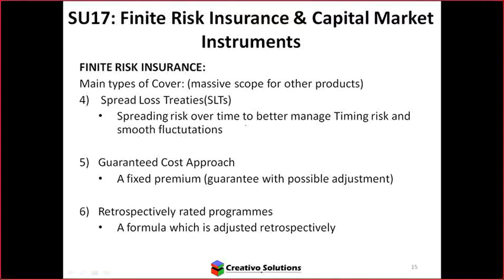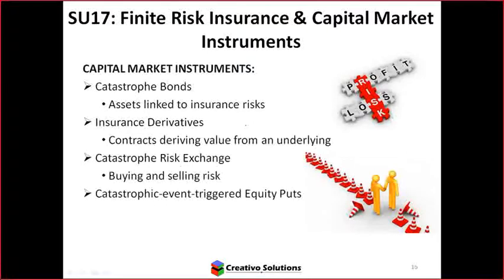Right, we've got 3 more here. Spread loss treaties: spreading risk over time to better manage timing risk and smoothing fluctuations. You're spreading it out. Guaranteed cost approach, where there's a fixed premium that's guaranteed with possible adjustments, so it could or couldn't change, it depends. Remember, is insurance automatically renewable? No, you have to renew it and apply for it. It's a negotiation process. Retrospectively rated programs: a formula which is adjusted retrospectively. And I think that's it.